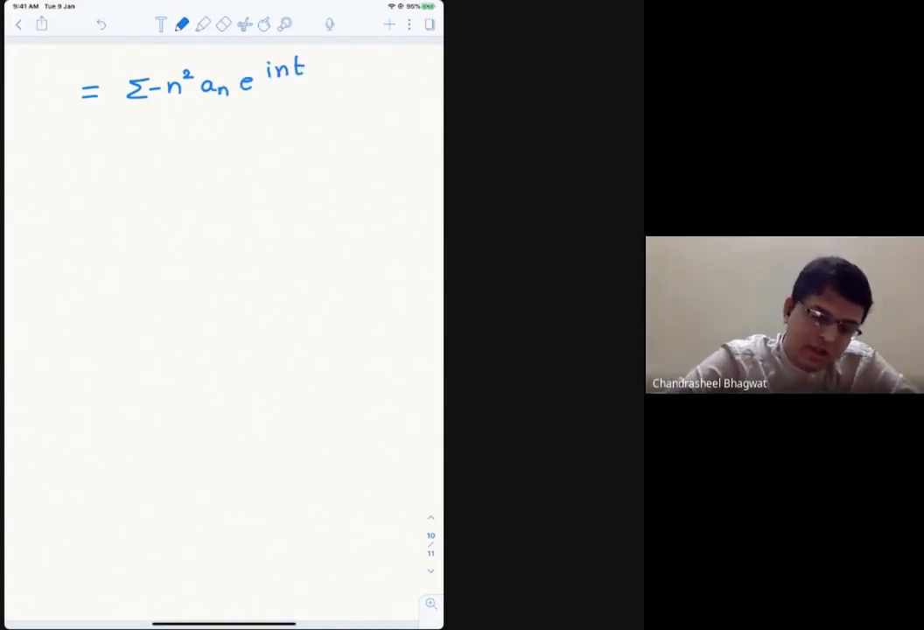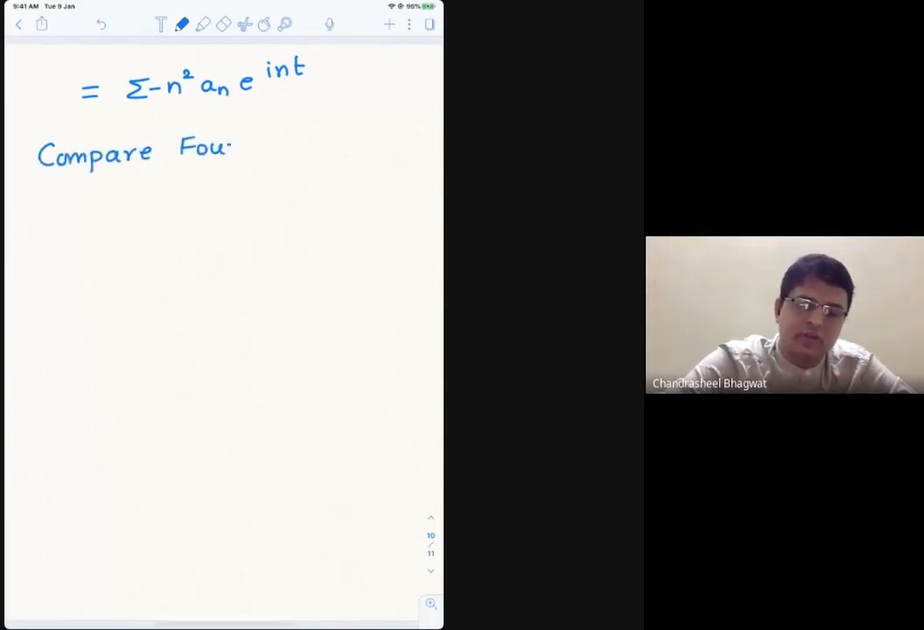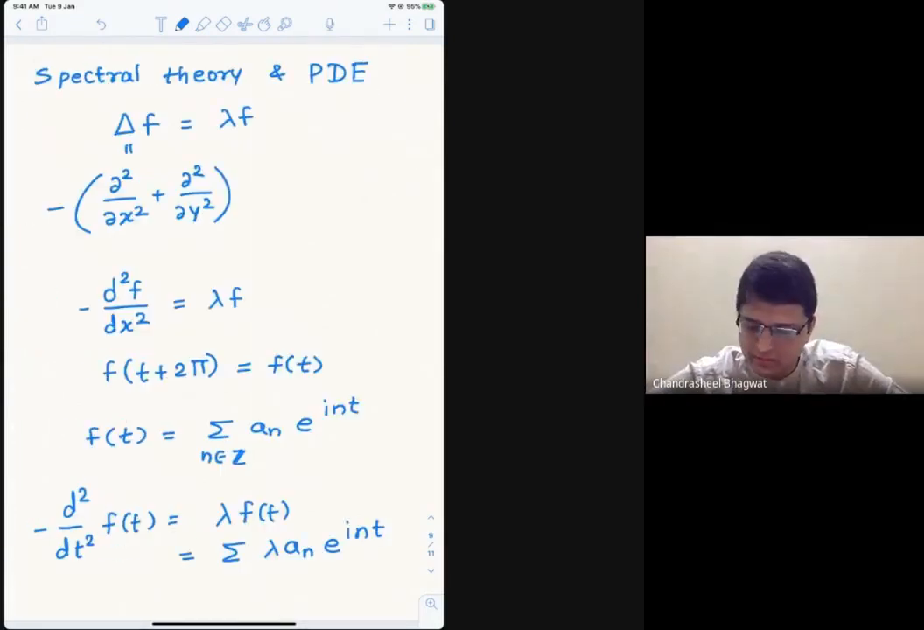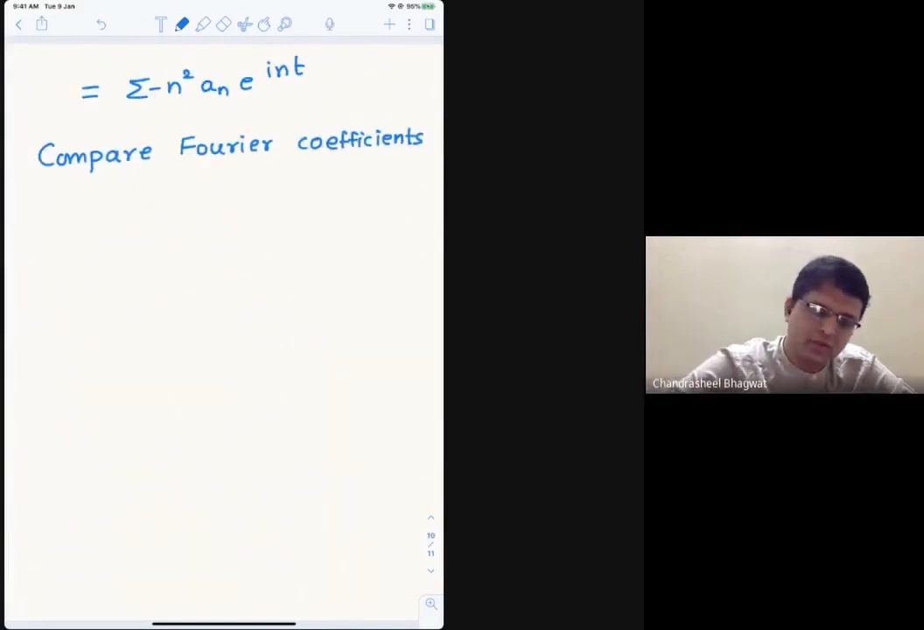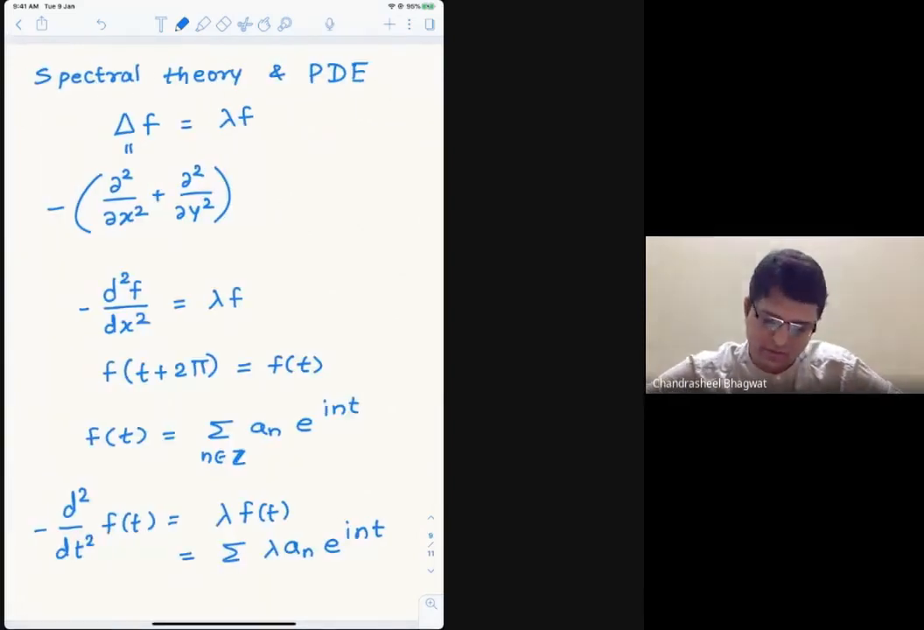Now I'm going to cheat once more and tell you that we can compare Fourier coefficients without justification. So on one side, the Fourier coefficients look like lambda a_n, and then there is a minus sign here. So what you're going to get is minus lambda a_n. Now I have to be really careful about the sign. So let me see if I goofed up anywhere. Yeah, so we are looking at minus d square by dx square f equal to lambda f. So far it's fine.